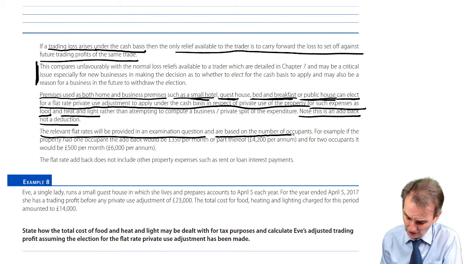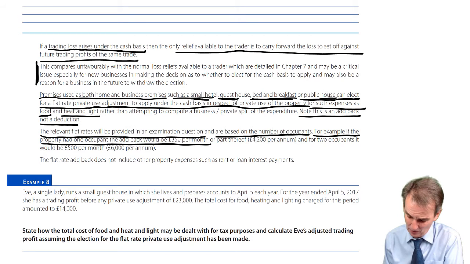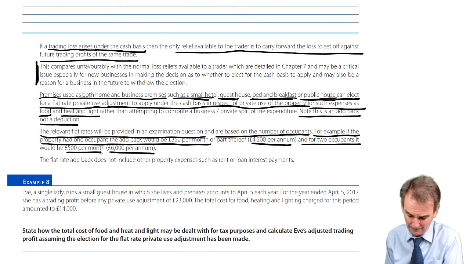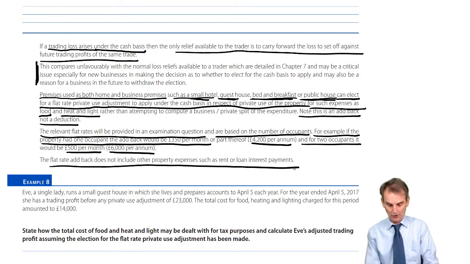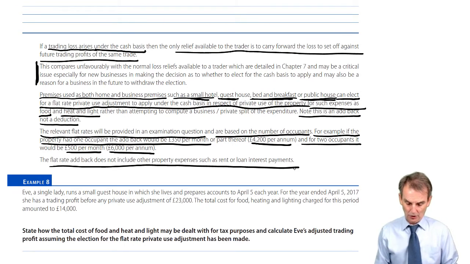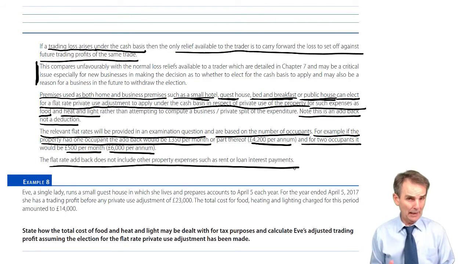They in reality are based on the number of occupants. For example, if the property had one occupant, the add back would be £350 a month, or £4,200 per annum there. And for two occupants, it would be £6,000 per annum, £500 per month. The flat rate add back does not include other property expenses such as rent or loan interest payments. So these are the specific ones to which it relates. Again, if this were applicable in an exam, you will be clearly told.